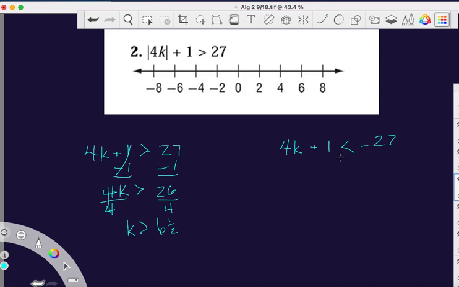Let's talk about this guy. -1, right? Oh, it fits in evenly. Easy. -28. We love that one. That's our favorite. 4K. Divide by 4. Divide by 4.